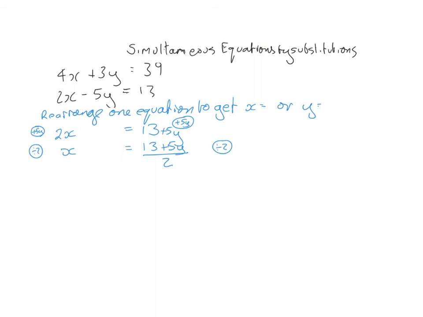Plus 5y, you get 3y. You still got 3y from the other question. I'm doing it to the bottom equation. I'm plussing 5y. So I just get 2x, and I plus 5y onto that side, so I get 13 plus 5y. So I've just used one equation and I've rearranged that one equation to get x equals.